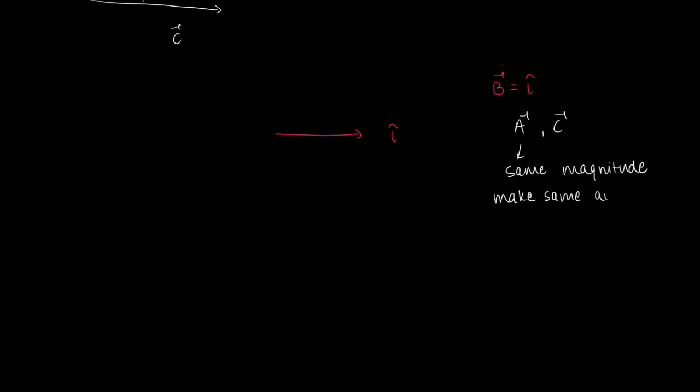So to make things even simpler, let's just take the coordinate plane, and in that let's take b to be the vector i hat. So b is the vector i hat. And now you need to choose two vectors, a and c, so that they both have the same magnitude and make the same angles with b, and we would be done.